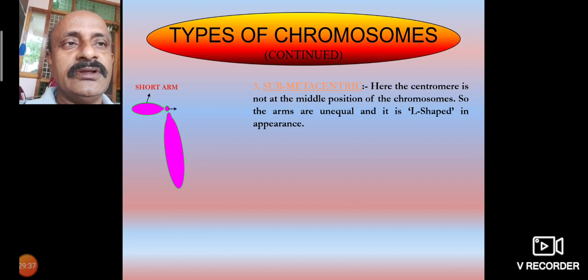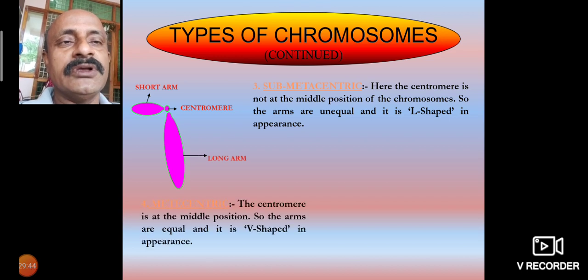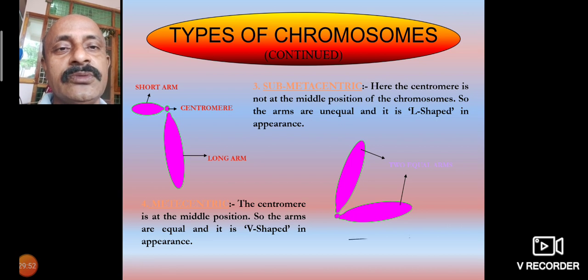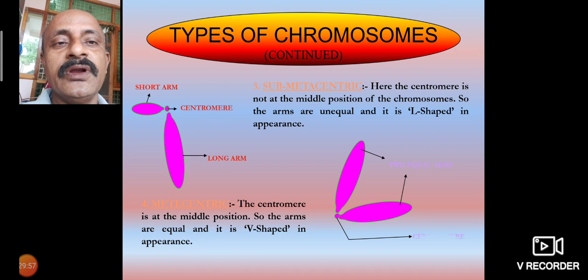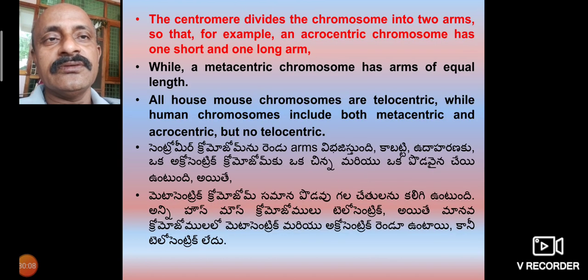In the submetacentric, the centromere is not at the middle position of the chromosome, so the arms are unequal and it is L-shaped in appearance. That is called submetacentric. Metacentric means the centromere is at the middle position, so the arms are equal and it is V-shaped in appearance. That is called metacentric. So metacentric, submetacentric, acrocentric, telocentric: four types of chromosomes are there.